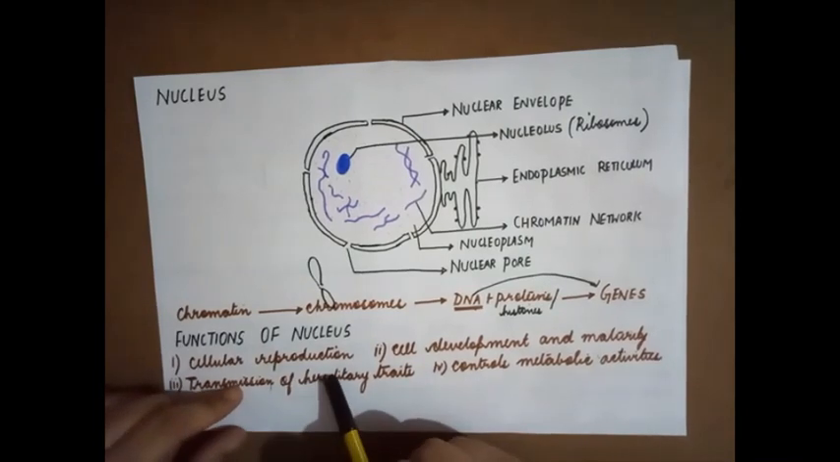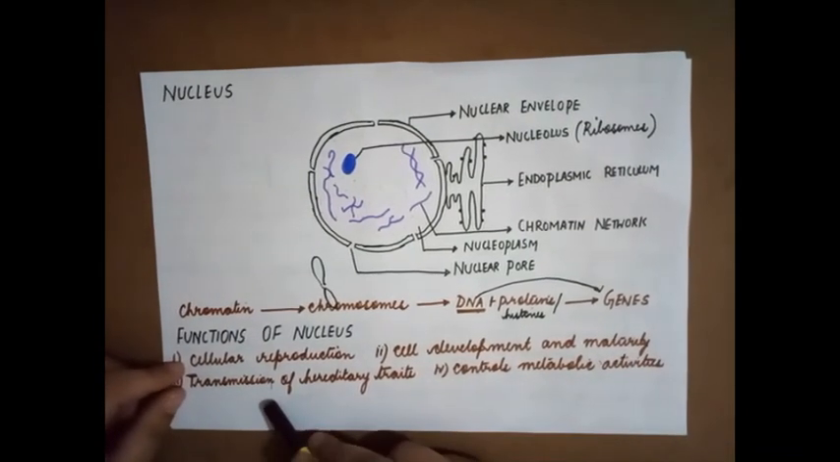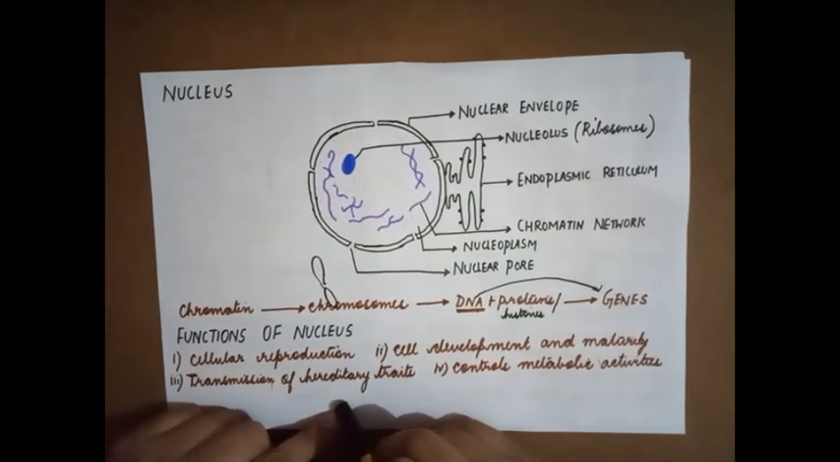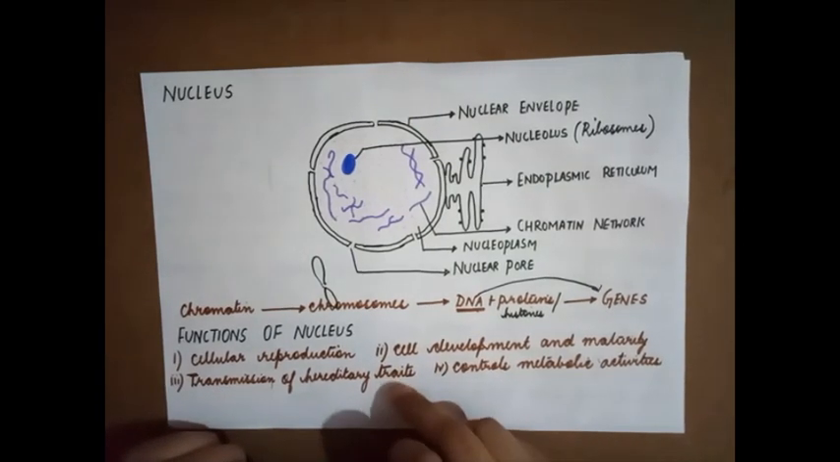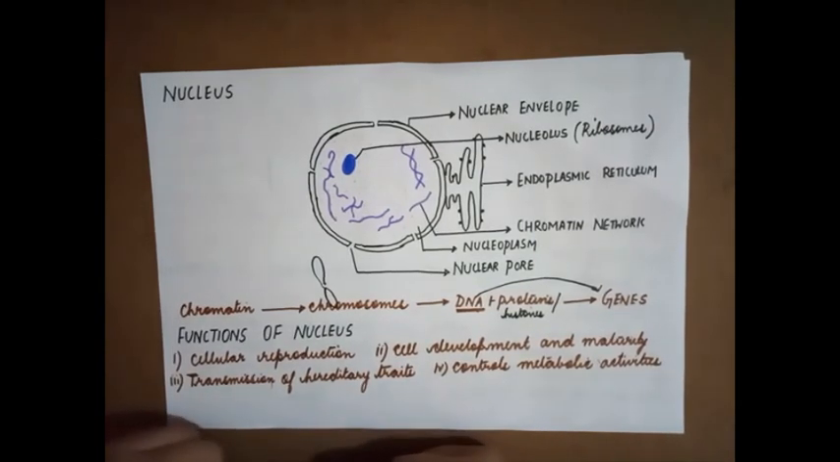It helps in cellular reproduction, cell development and maturity, and transmission of hereditary traits. Heredity means that something is being transmitted from one generation to another. What is being transmitted? The traits. Traits are nothing but the characteristics. It might be the eye color or the hair color. So these are transmitted from one generation to another.